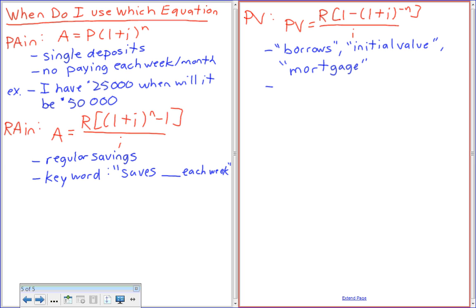and we're going and pays back on a regular basis.